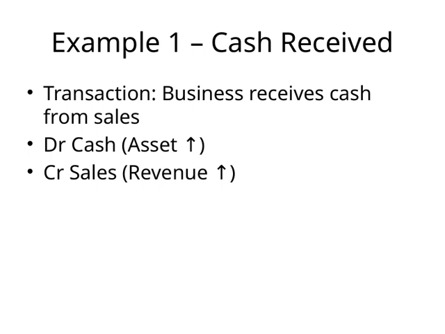Imagine your business sells a product or service and, in return, receives cash from the customer. This is a common and straightforward transaction. When this happens, we record it in the accounting system by increasing our cash asset, which is represented by a debit. Think of it as adding to what we already have.